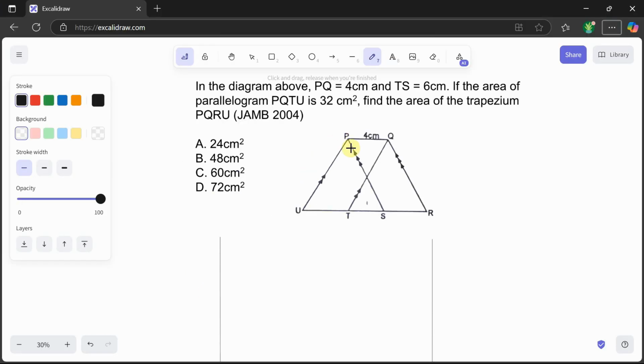So I'm told that PQ is 4 centimeters, CS is 6 centimeters. If the area of the parallelogram PQTU, so where is PQTU? If I take this area out, we know that what is left is something like a triangle. This is what they want us to know. You can see these 3 lines, which means these 2 sides are parallel to each other. If they are parallel, whatever line is in between them will also be the same length, like this line here. So as this place is 4 centimeters, this place will also be 4 centimeters.